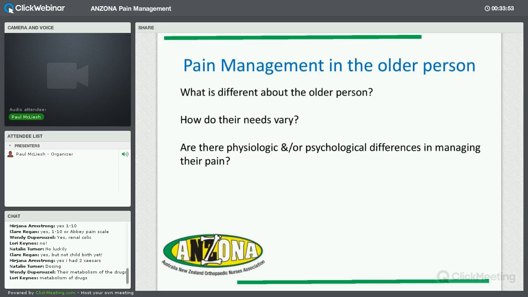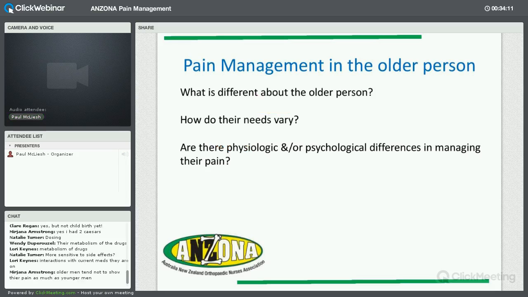So just wait while the last people talk. Potentially, yeah. So more sensitive to some of the side effects. And they might be on a lot of other medications, so they might have polypharmacy and lots of other medications that might cause problems.